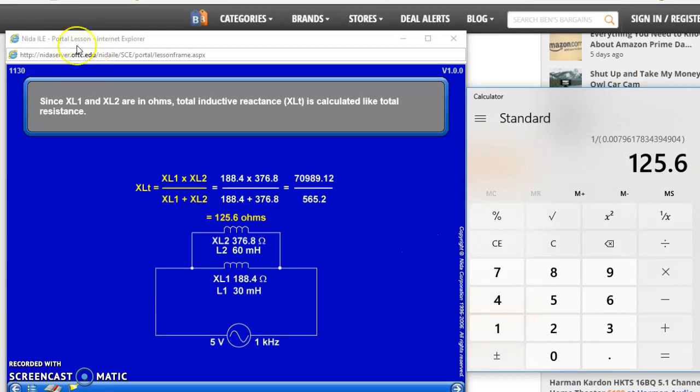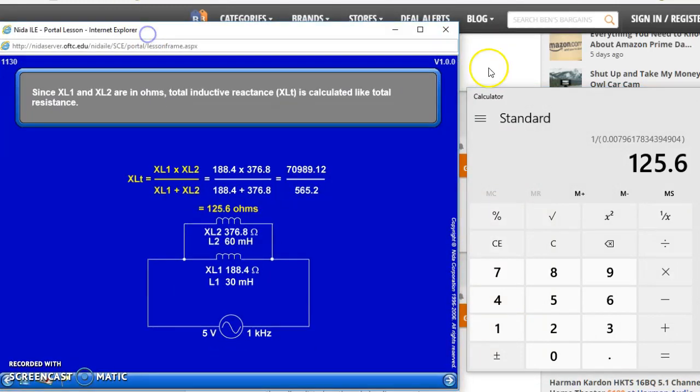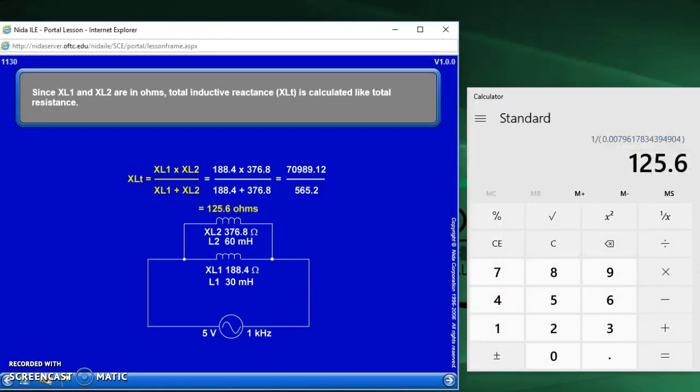And we can use either one of those. It's totally up to you as to whether you do. But again, I like that reciprocating formula. So let's move forth.